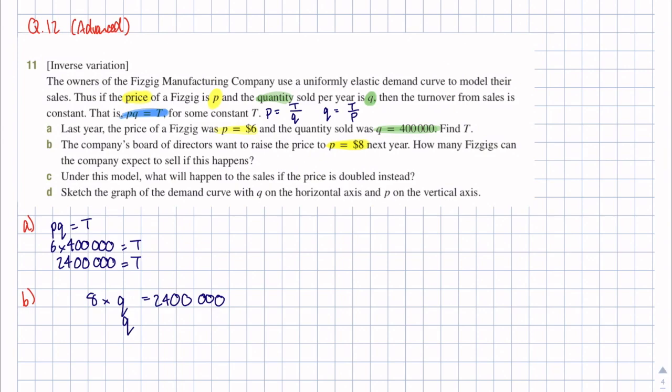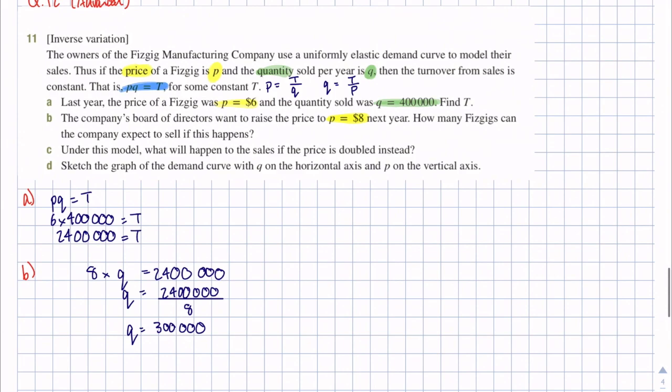So for Q, we're going to do 2,400,000 over 8. So Q will be 300,000. We're going to sell 300,000 of them. So if we raise the price to $8, we only sell 300,000. We'll still make 2,400,000 in sales.